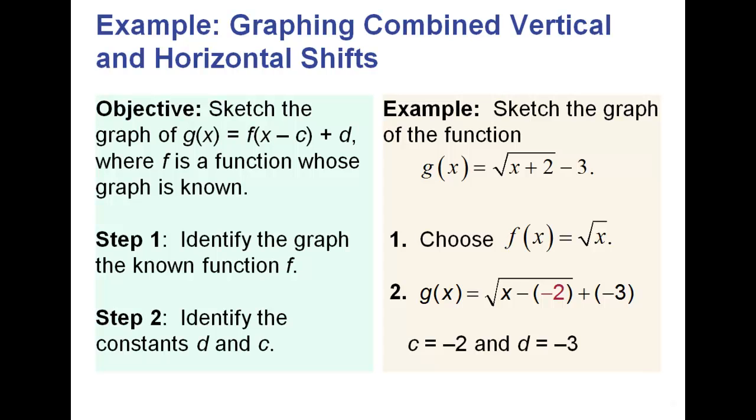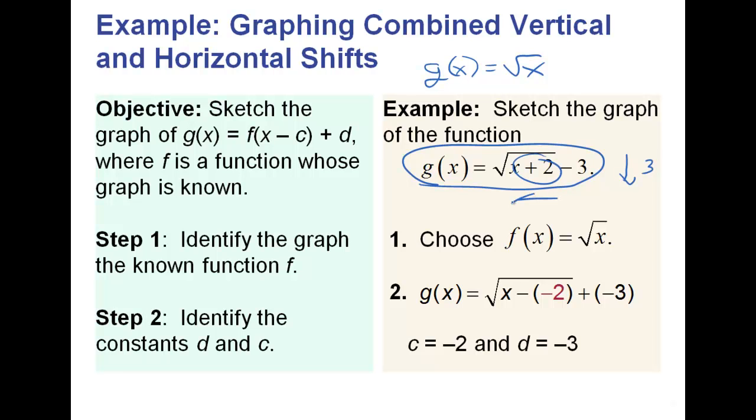If we know what the original simple function looks like, we should be able to graph this one fairly simply, because what's happening? The negative 3 on the outside is shifting it down by 3 units, and the plus 2 on the inside is shifting it to the left by 2 units. So start with the generic picture and move it down, move it over, and there's your new graph.